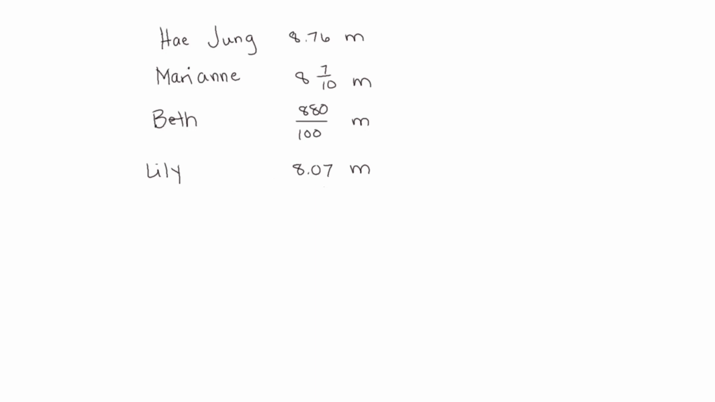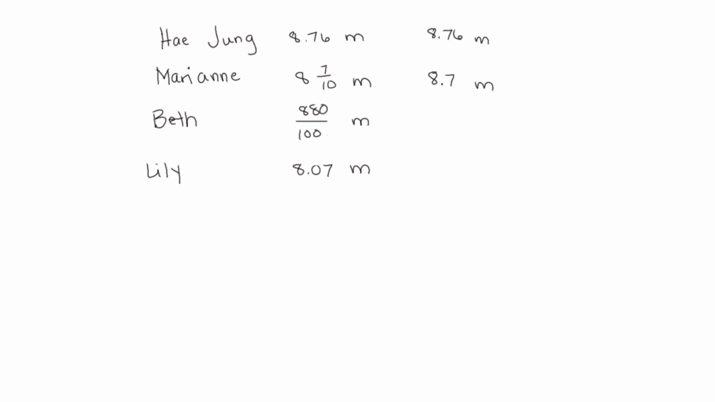So the longest jump is going to be the person who came in first. So again, we have two numbers in decimal form and two numbers in fractional form. So for this one, let's turn them all into decimals. So we already have a decimal here. We can rewrite this one as a decimal.